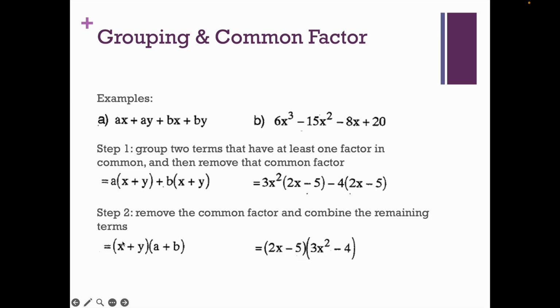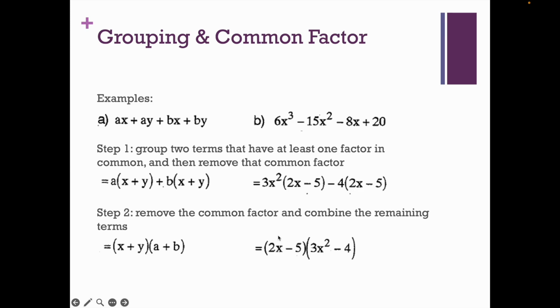It doesn't matter the order that I put these brackets in. I could have put my a plus b first and my x plus y second. In my second example, I'm left with 3x squared minus 4. So 3x squared minus 4 is actually going to just be its own bracket side by side with the identical bracket, which was 2x minus 5.